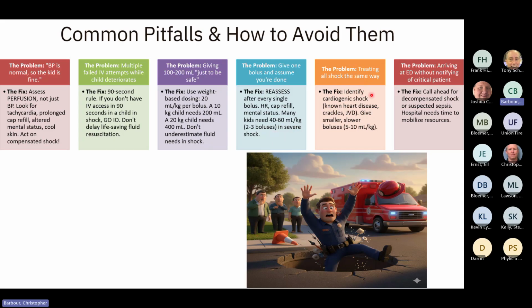You can't treat all the shocks the same. We can't treat cardiogenic shock the same as we treat hypovolemic, and we can't treat obstructive shock the way we would treat distributive. So try and figure out which shock you're in and treat them appropriately. Please, please, please, this is where the ER nurse in me comes out. I will tell you that calling ahead will make things go smoother for your handoff.